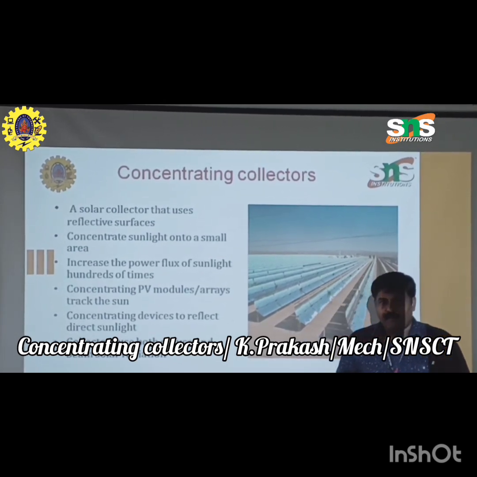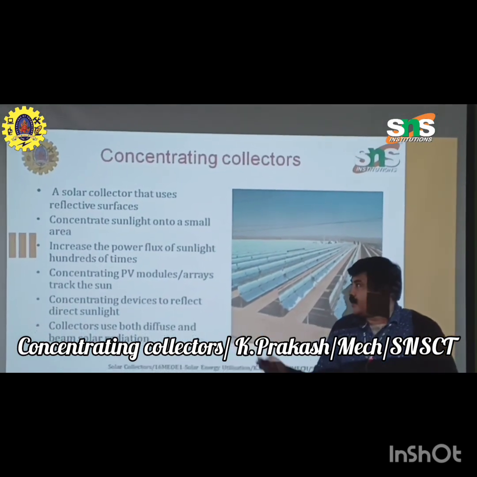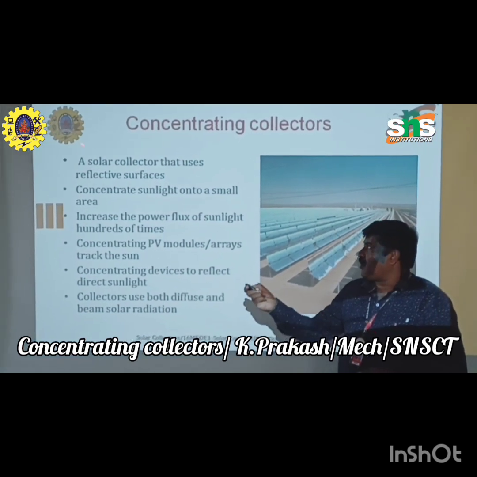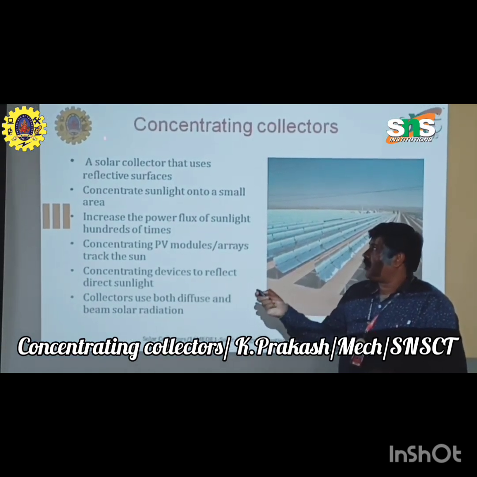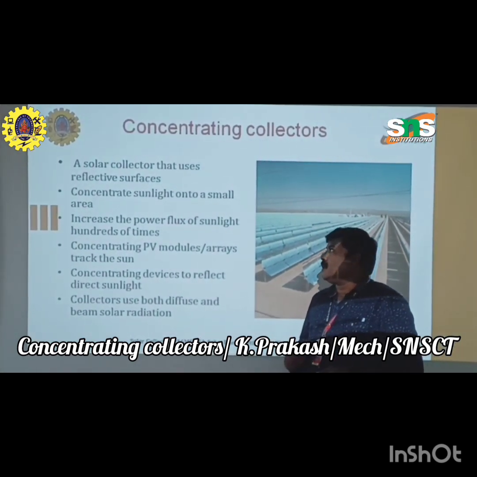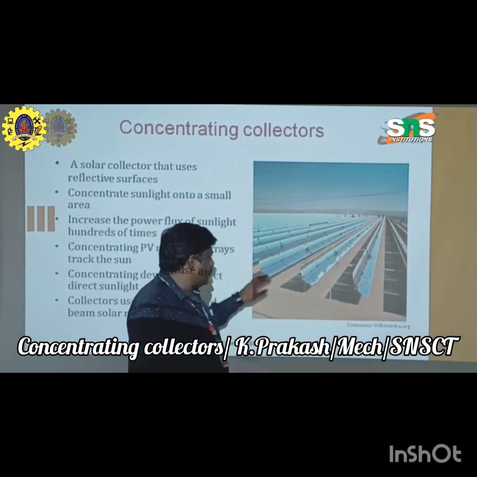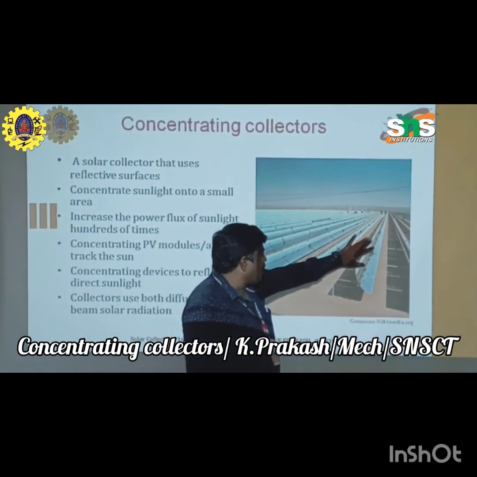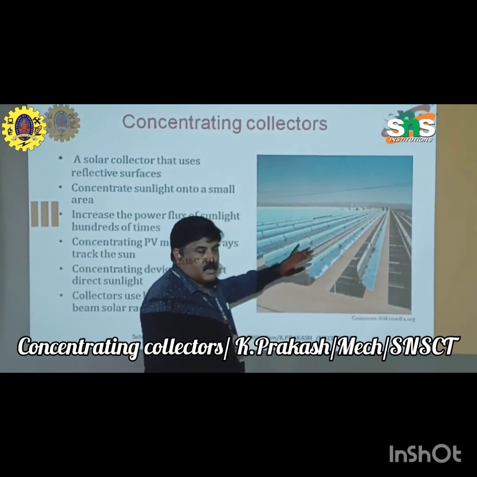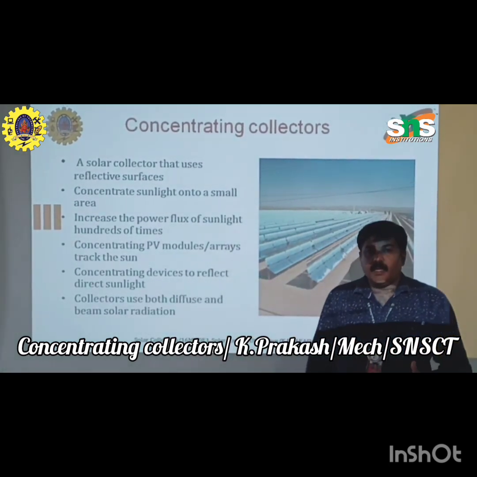As we have already discussed, in a concentrating collector we are focusing everything on a particular point. Here I am using a red light to point at this symbol, which is called the focus. This is a type of concentrating collector. Now, this is a real-time example of a concentrating collector plant. It is a trough type. In today's topic, we are going to discuss the significance of these concentrating collectors.